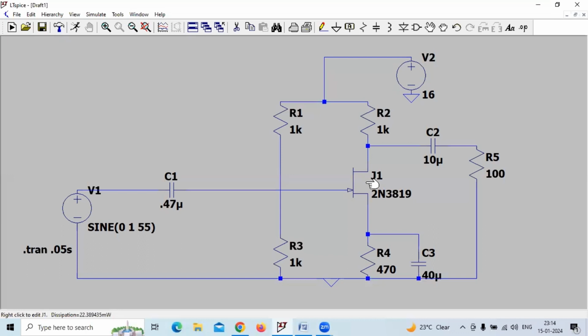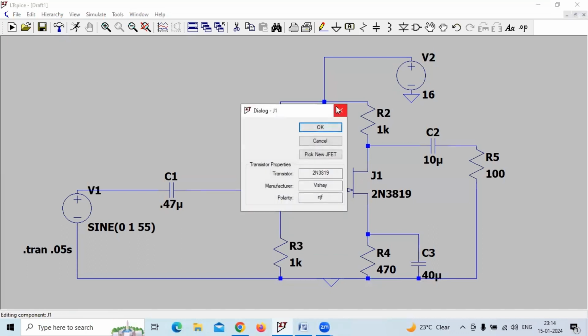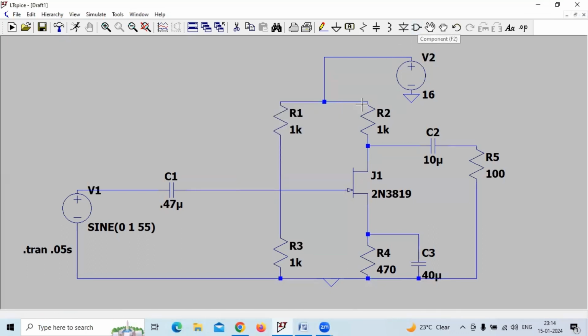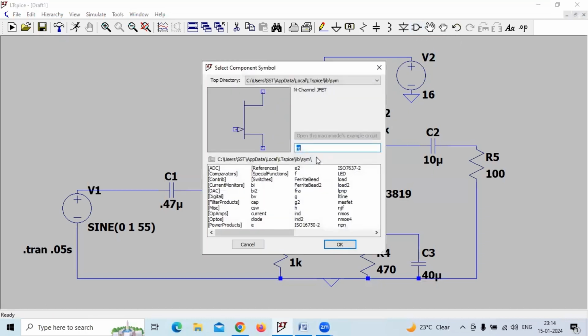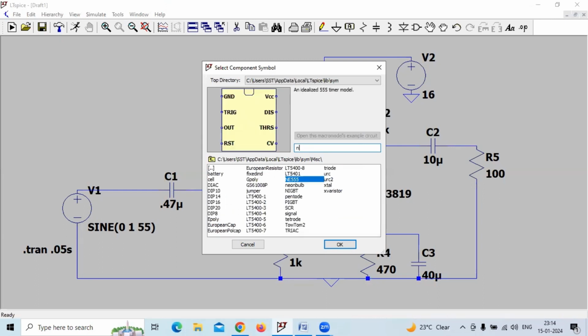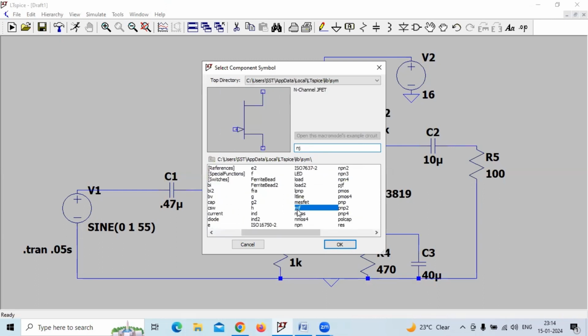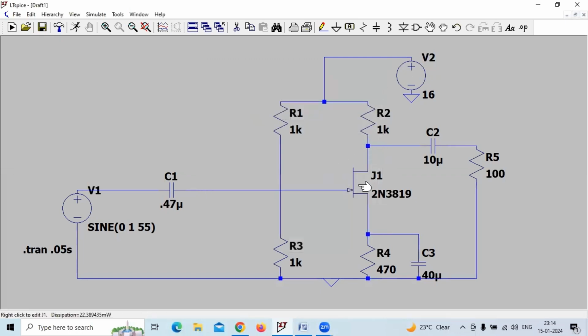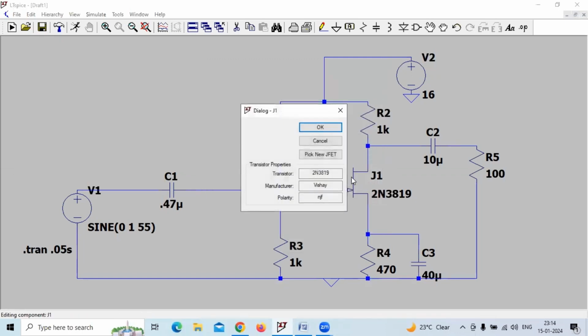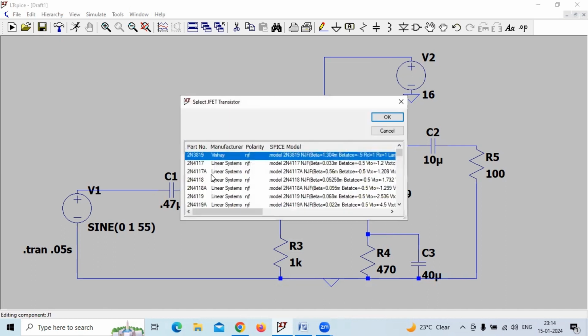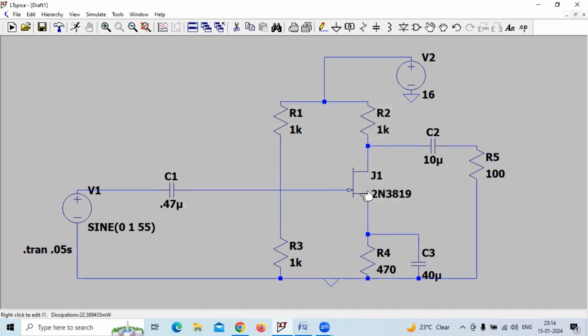To select this one, we have to go to component and type in NJ. When you type in NJ, we'll get this NJF. You have to select this one. After selecting this one, right click on this and pick new JFET. Here you will get 2N3819. This I have selected.